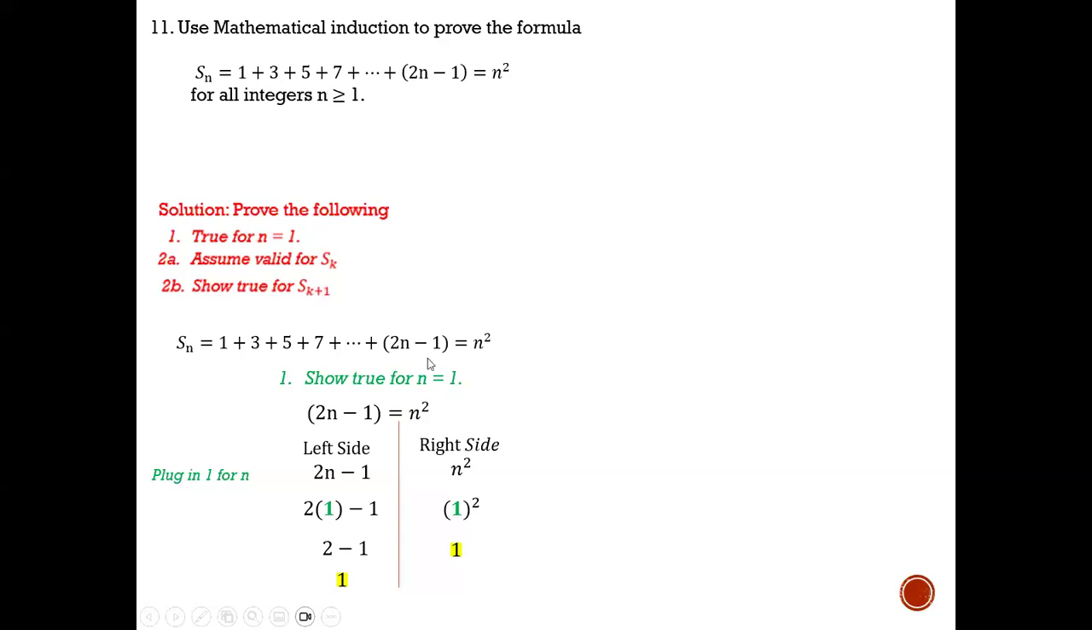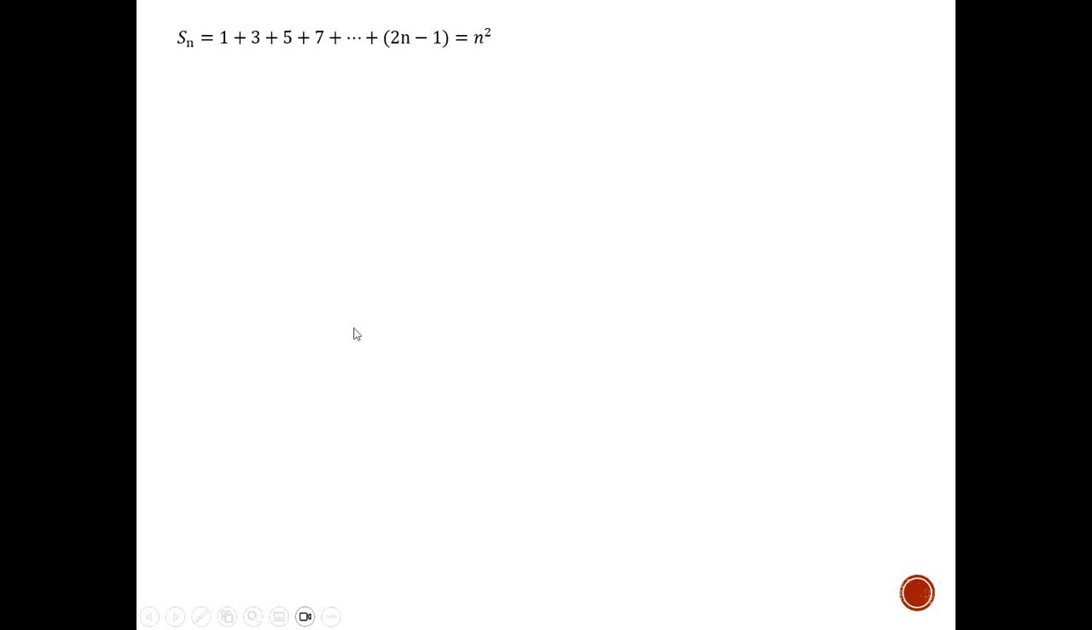Okay, so we showed the first part. It is true for n equals 1. So next, we have to assume valid for s sub k. So we have the original s sub n, but we're going to replace it with a k because we haven't proven the s sub n statement first. We did prove it worked for one value, which was 1. So we're just going to assume that it works for some other value k. Okay, so here's that statement.